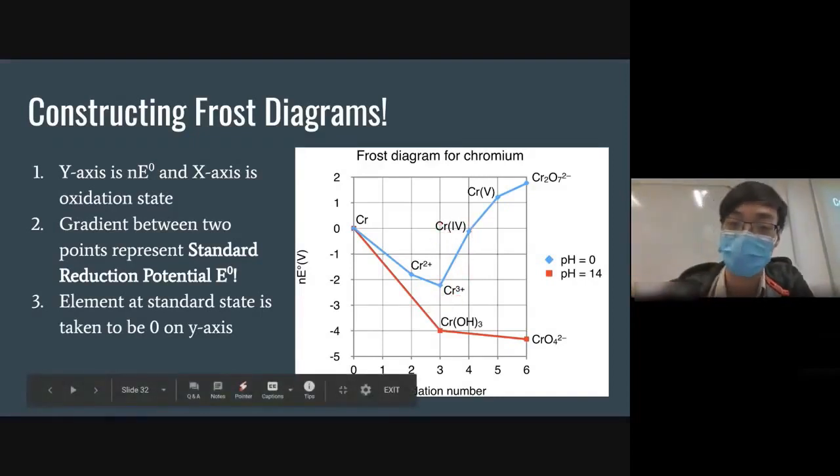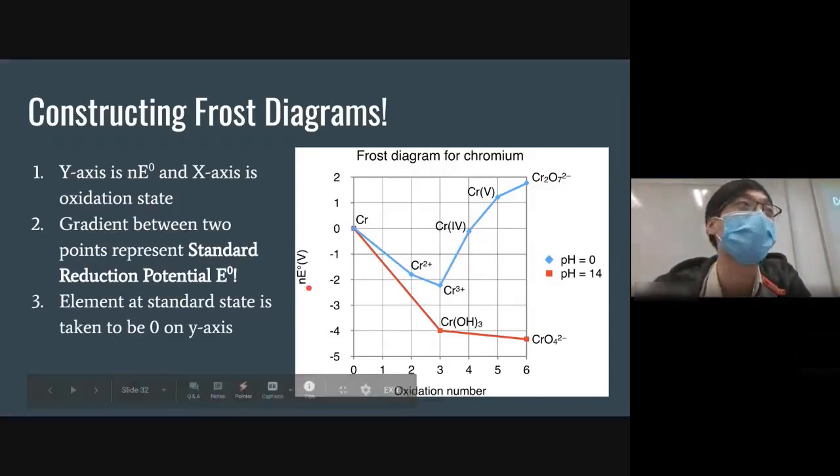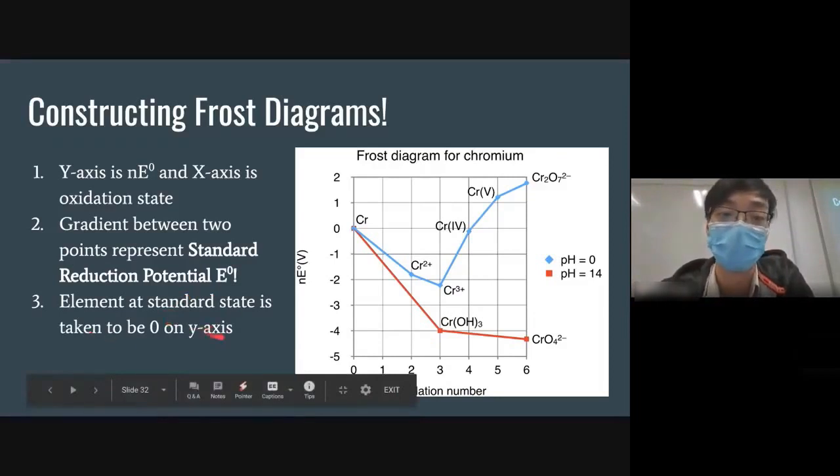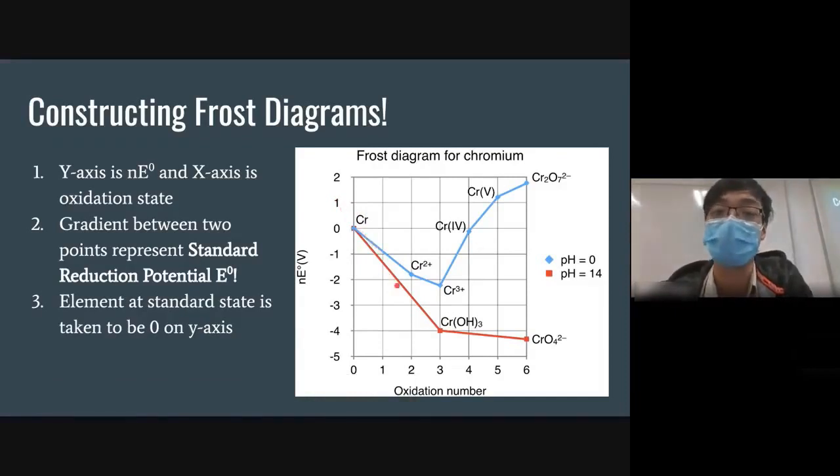It also makes sense, because the axis is the number of electrons times electrode potential. The y-axis is basically the number of electrons being transferred between oxidation states. So you take a gradient, y-axis divided by the x-axis, and you basically get the reduction potential. So yeah, it makes sense. And to construct the diagram, you need to start from somewhere. It starts from the element at the standard state, which is taken to be 0 on the y-axis. In this case, chromium metal is 0. From there on, you can just plot the graph based on reduction potentials.